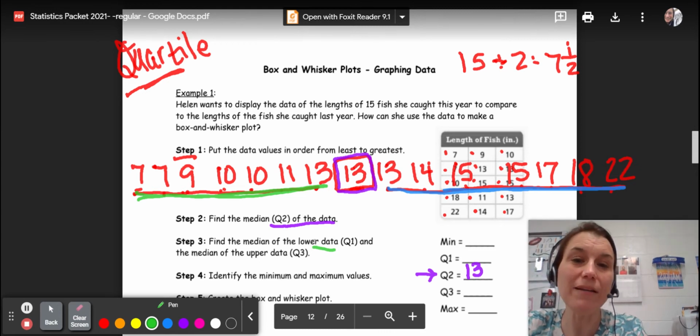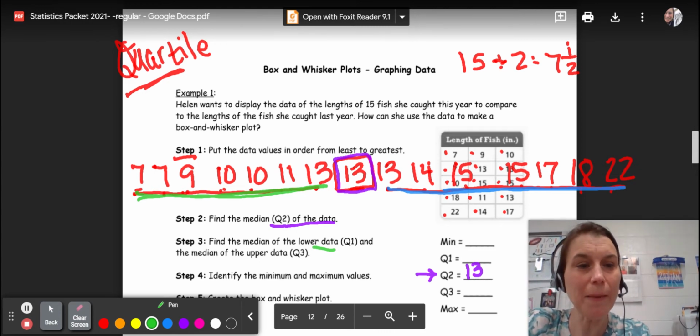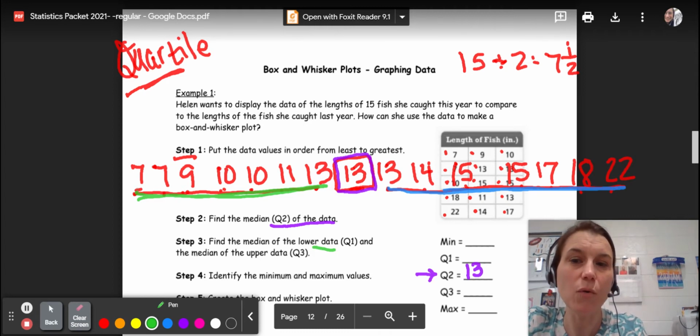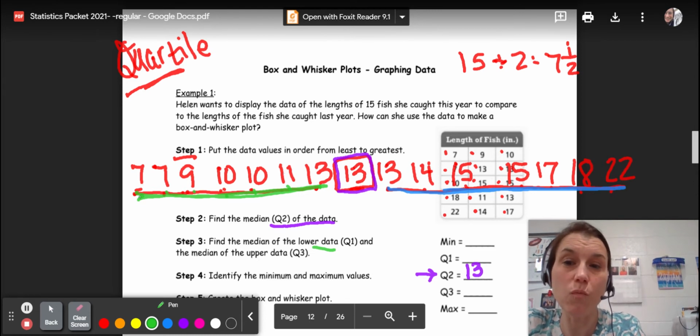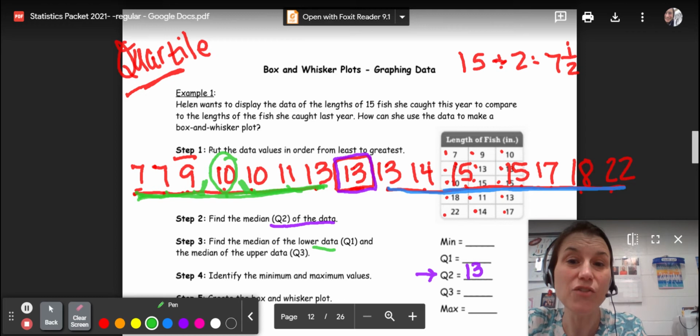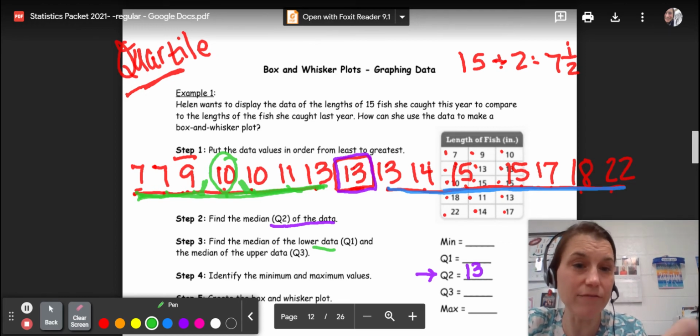Okay, so I'm going to do this again. I'm going to find the median again, but I'm going to find the median of this data. So we said there were 7 numbers, 1, 2, 3, 4, 5, 6, 7. So 7 divided by 2, if I split 7 in half, that'd be 3.5, right? So it should be 3 numbers on the left and 3 numbers on the right, and my middle number would be 10. So the median of the lower half, I just found the median again, but of the lower half, is 10.